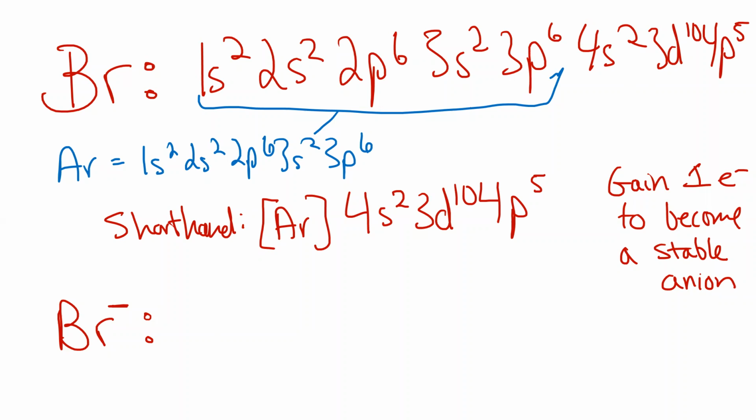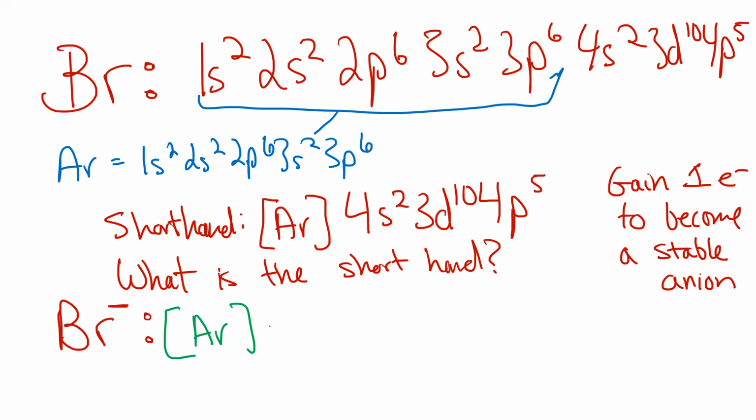What would be the shorthand? Yeah, let me ask you that. So it's 4p6, which brings us to. You're absolutely right. You've said nothing wrong. What is the shorthand, final shorthand answer? Okay, let's start there. So it's now become argon, 4s2, 3d10, 4p6, completely correct.